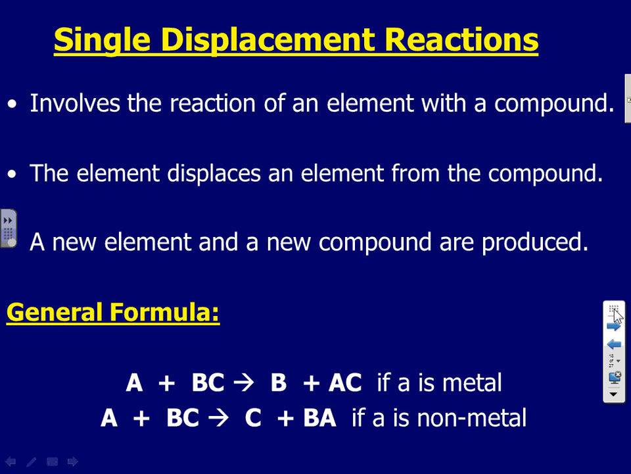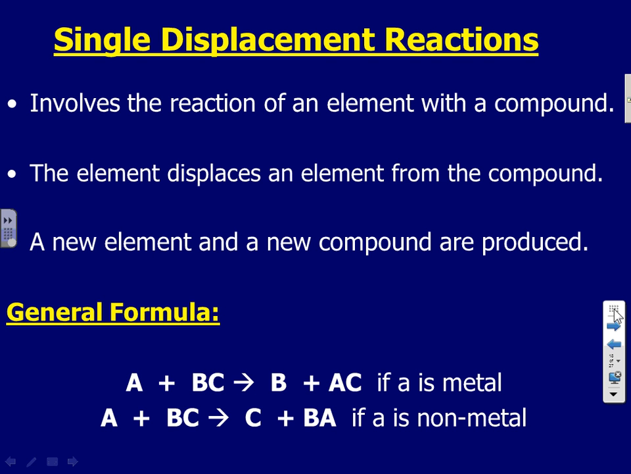Here I have element A, again, a general formula. We'll put it on our chart here in a moment. It's reacting with a compound BC, and I'm going to bring down the periodic table. You can see here that if A is a metal, then I'm going to get B, and then I'm going to get AC.